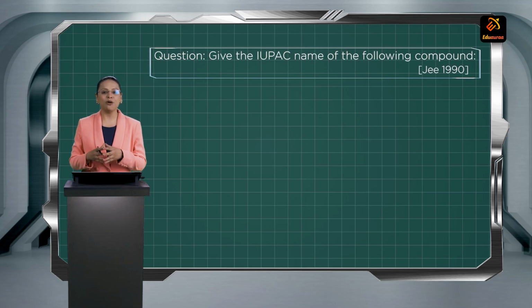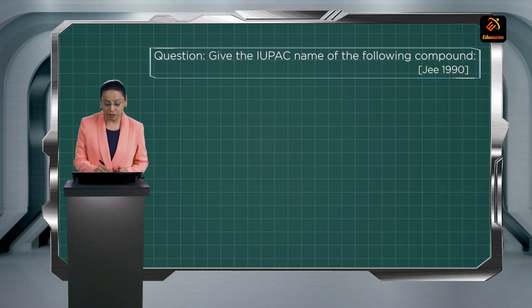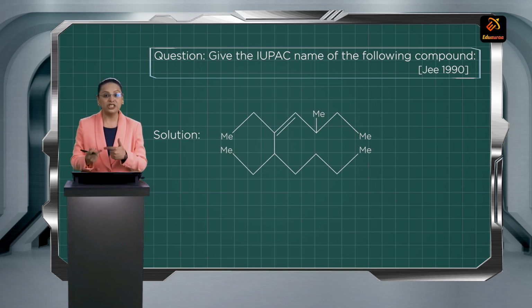Coming to the next question, give the IUPAC name of the following compound. Now in this, they have given us a structure of a compound and they are asking us to write the IUPAC name for the same. Now this particular question had come in IIT 1990. So let's try to solve it. What is the first step? The first step is look out for the longest carbon chain. So the longest carbon chain that I can perceive here is this.